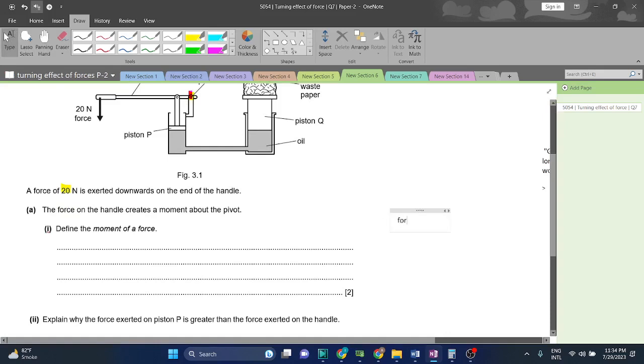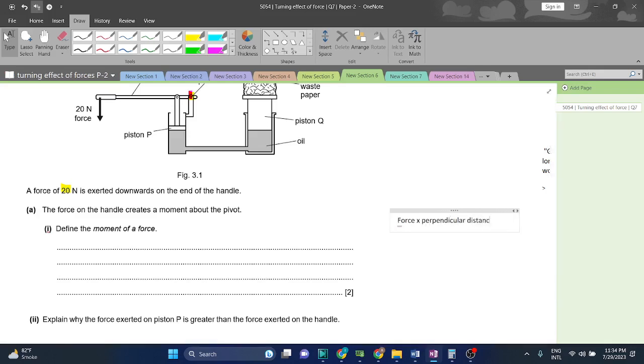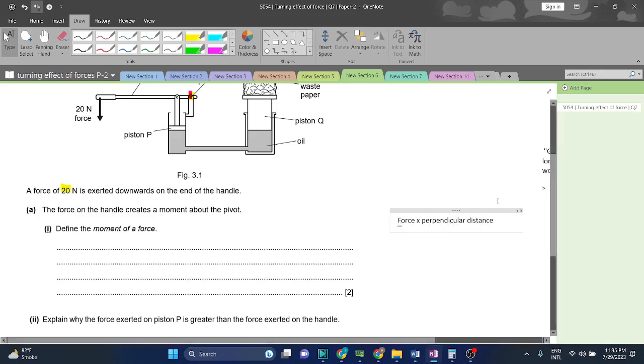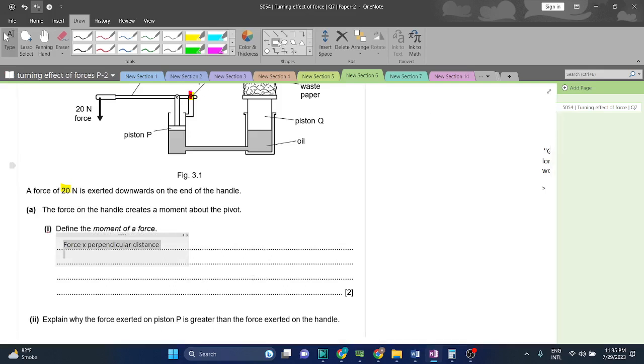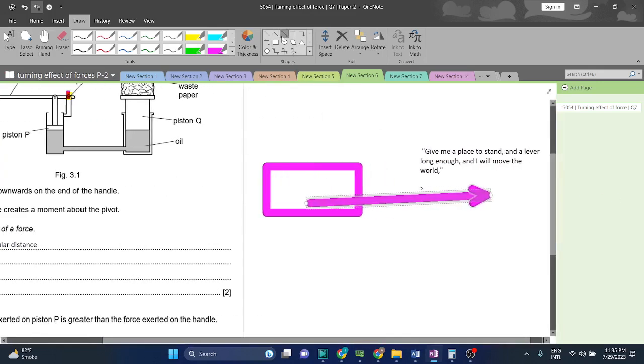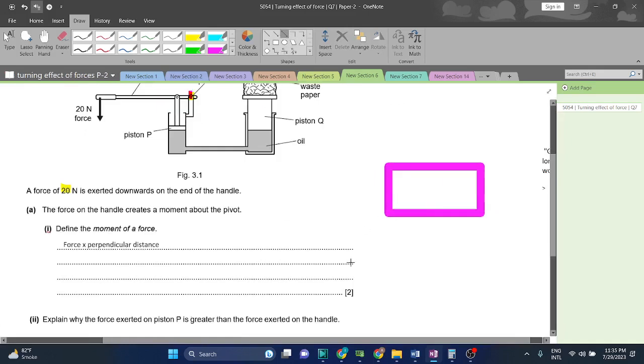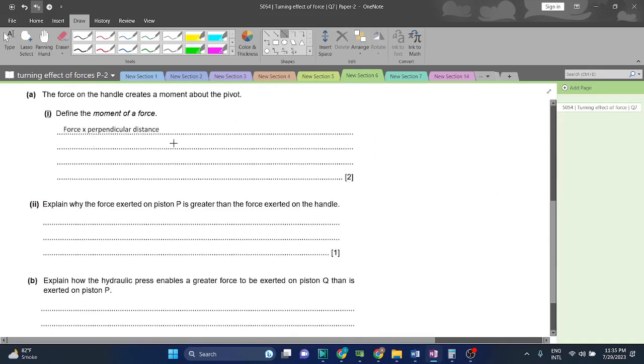Moment का formula क्या था? Force into perpendicular distance. Very simple. Force into parallel distance किसका होता है? It's for the work done. So you have to remember these two things. Work done is force into parallel distance. Agar this is the force, so the distance which will be taken will be this distance. ठीक है ना? So force into perpendicular distance will be the moment, while the force into parallel distance will be work done.